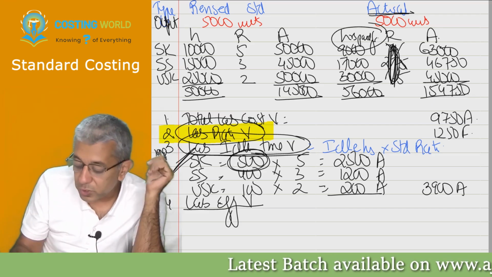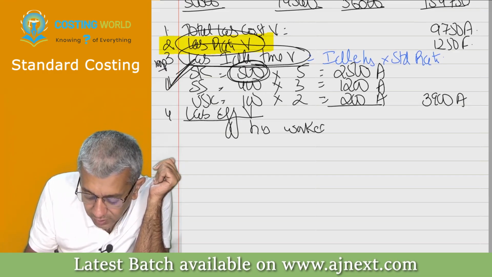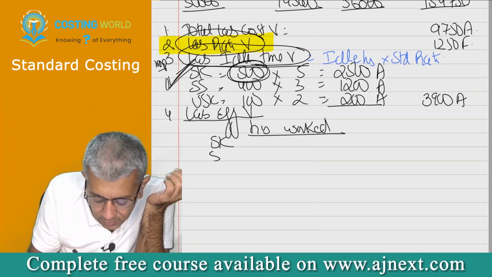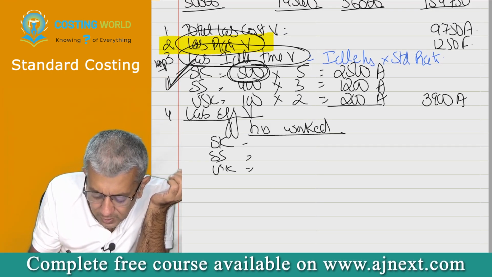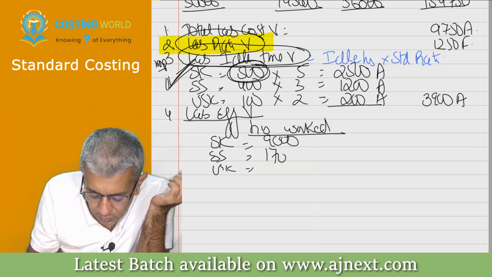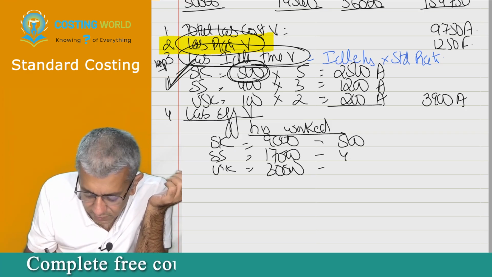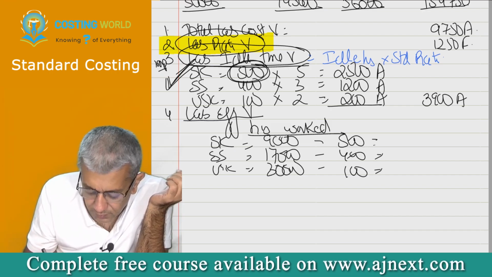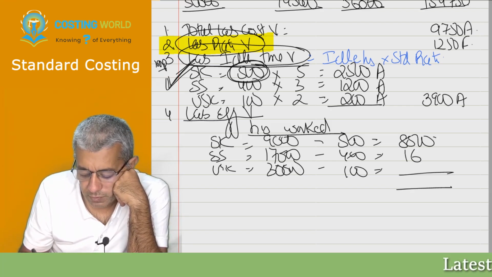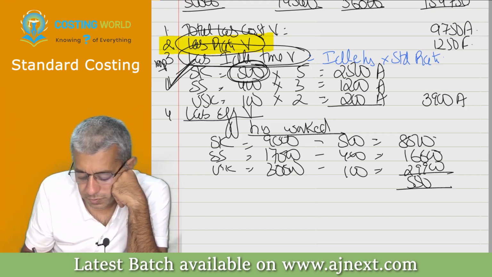So before I proceed with efficiency variance, I got to be calculating hours worked over here because it is not seen in the format. Okay, so write down hours worked: skilled, semi-skilled, unskilled. 9,000, 17,000, 30,000, minus 500, 400, 100. 8,500, 16,600, 29,900, 55,000.